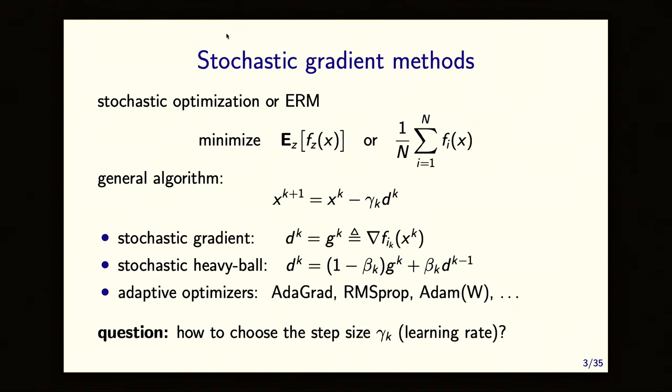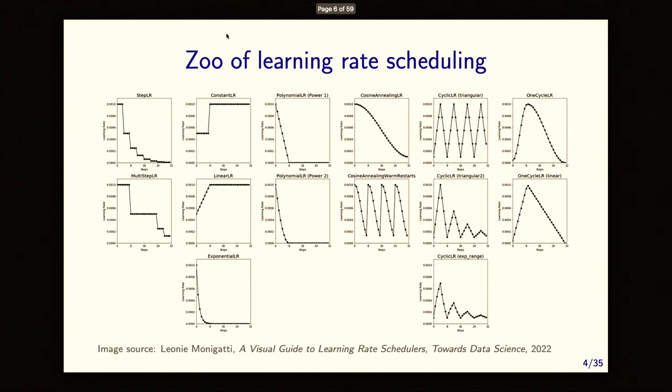So the question, and the concern of this work, is how do we choose the step size gamma k? In machine learning, people just call it the learning rate. In practice, there is a zoo of learning rate scheduling. So how do you work with gamma k? You can start with step decay. You can do linear decay, or cosine annealing, or even cycles. It's really based on heuristics and trial and error.